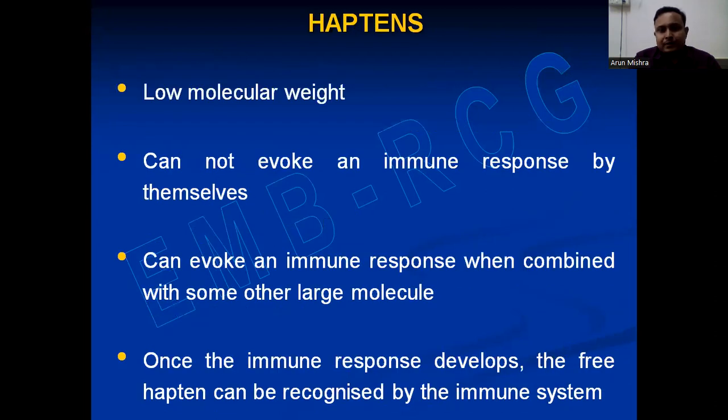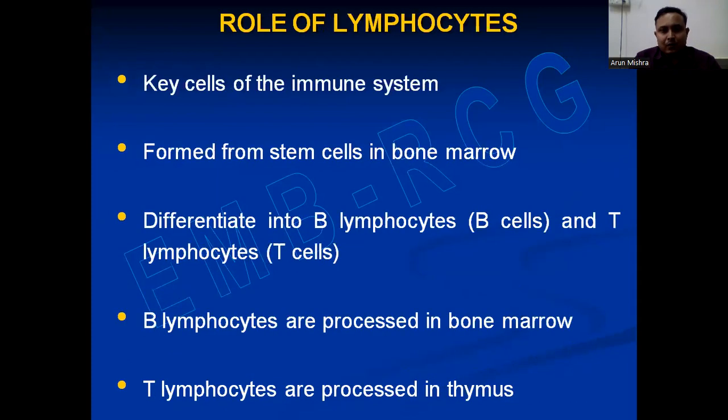What are haptens? They are low molecular weight substances that cannot evoke an immune response by themselves. They can evoke an immune response when combined with some other large molecule. Once the immune response develops, the free hapten can be recognized by the immune system.